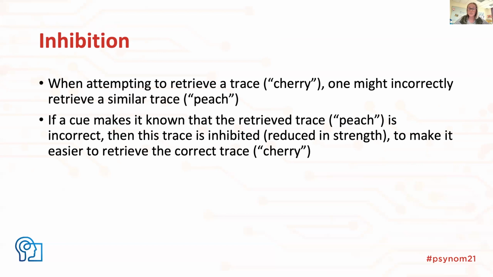case, the word cherry. Inhibition is certainly a plausible cause of forgetting, given that inhibition is everywhere in the brain. In the situation described here, inhibiting a trace even seems adaptive, increasing the probability of retrieving the desired memory.